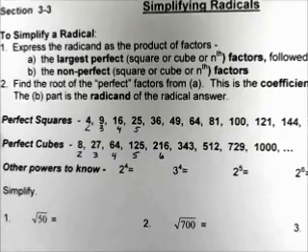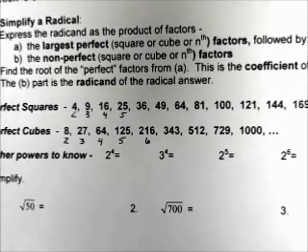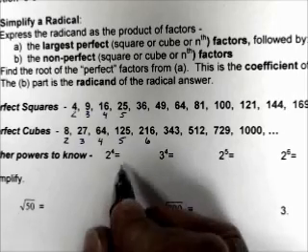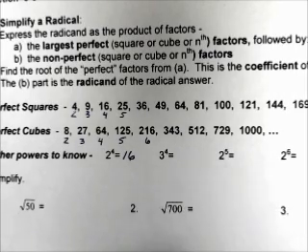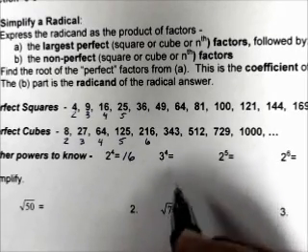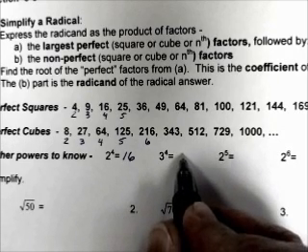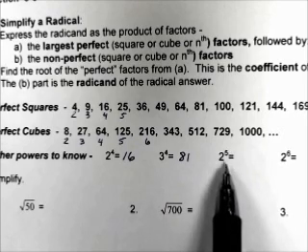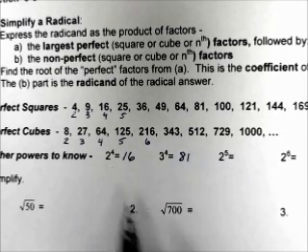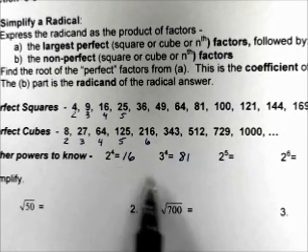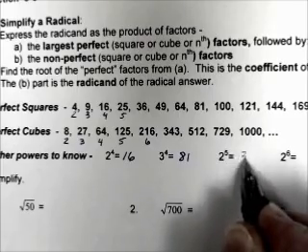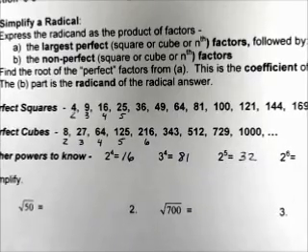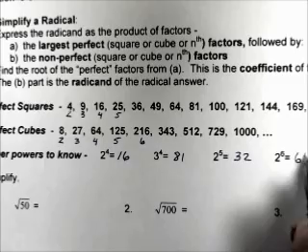Other powers to know, 2 to the 4th. 2 times 2 times 2 times 2 is 16. 3 to the 4th. 3 times 3 times 3 times 3 is 81. 2 to the 5th. Well, that's one more than 2 to the 4th. So if I take 2 to the 4th, 16, and times it by 2, 2 to the 5th is 32. And 2 to the 6th is 64.